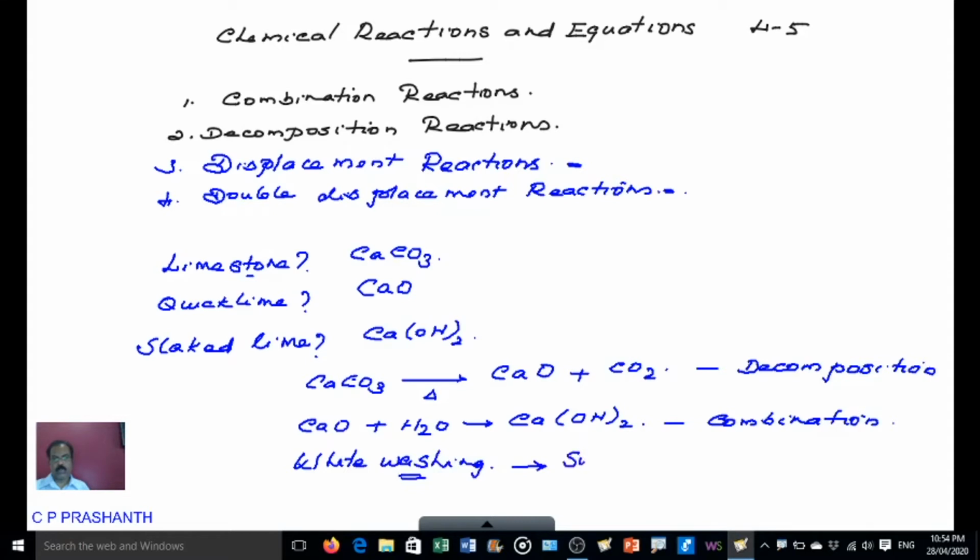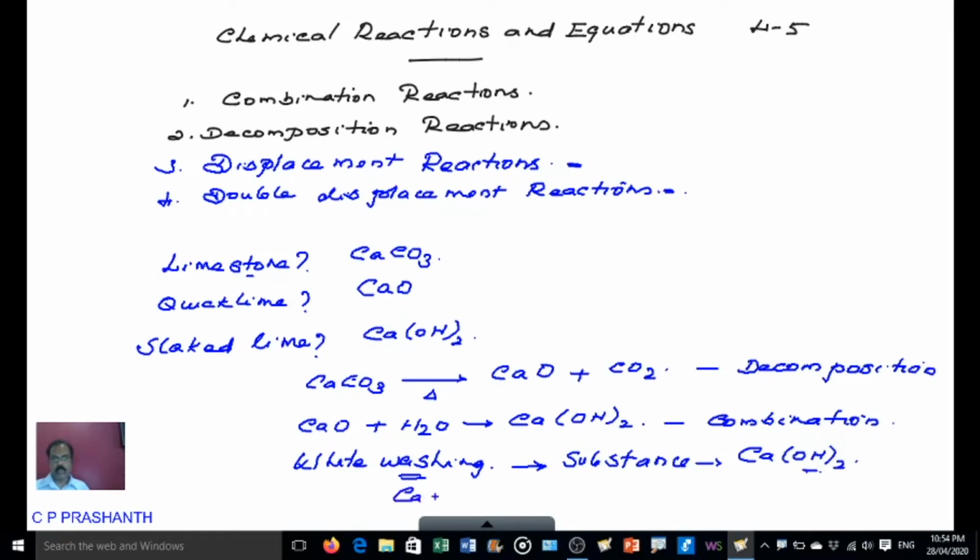Now this reaction we have discussed because we need to understand what whitewashing is all about, the principle of whitewashing, the chemistry of whitewashing. So which substance is used for whitewashing? It is calcium hydroxide, which is slaked lime. So you apply calcium hydroxide on the walls.